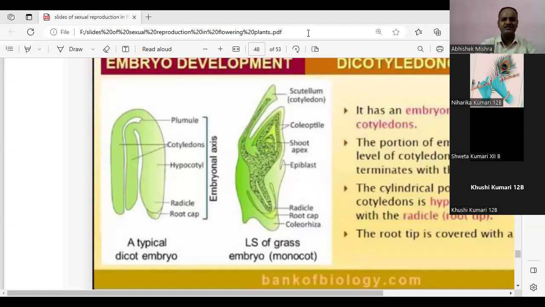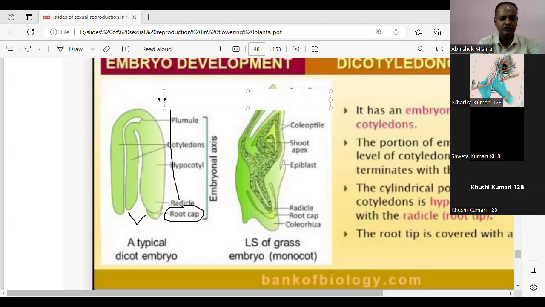Now you can see this is a diagram of a typical dicot embryo. At the bottom there is a root cap. What is the function of the root cap? The root cap protects the radicle. And what is a radicle? The radicle is our future root. So this root cap protects the radicle.